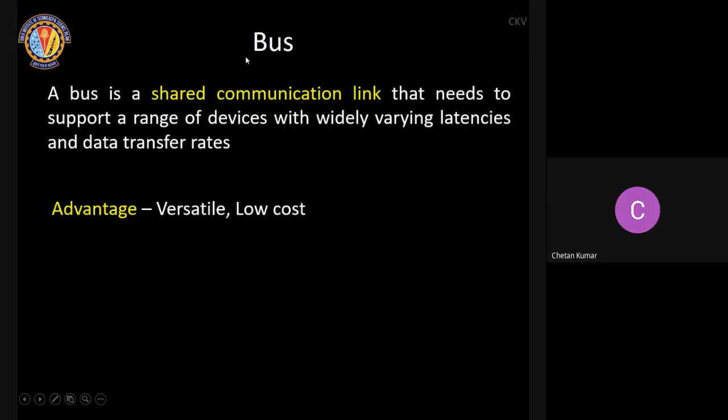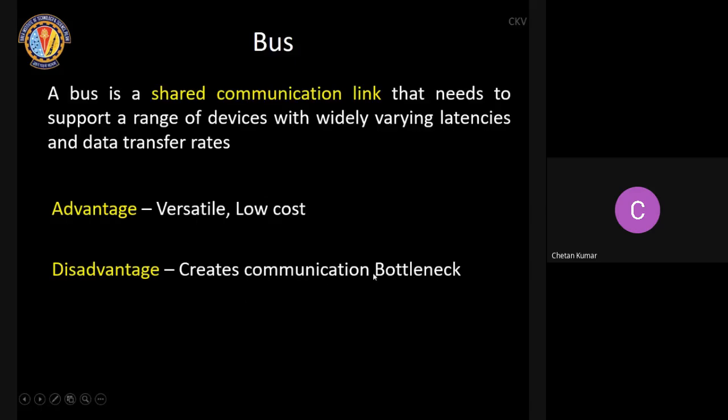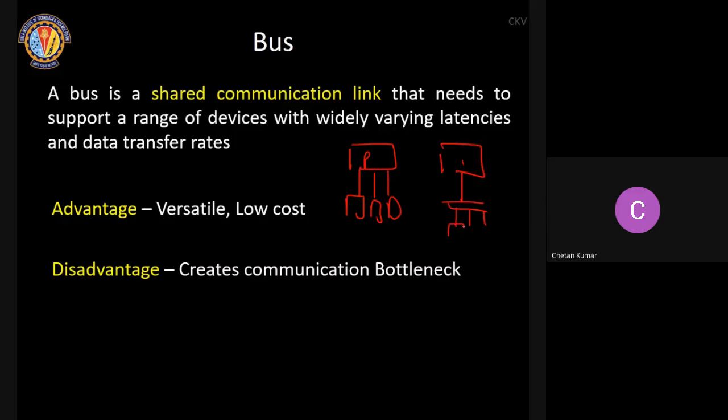And the advantage of a bus is that it's versatile, because it supports a lot of different types of devices, and it is low cost. The disadvantage is that it will create a communication bottleneck. Compare this to having a processor where, instead of connecting different devices directly to the processor, you connect the processor to a bus, and there will be a bus controller that takes care of communication between the different devices. Here you could also connect devices directly to the processor, but the cost will be very high.